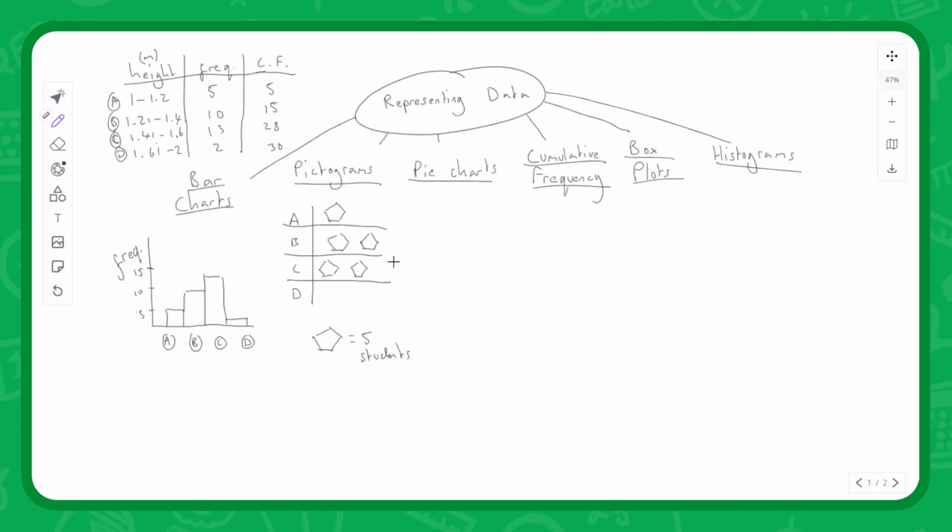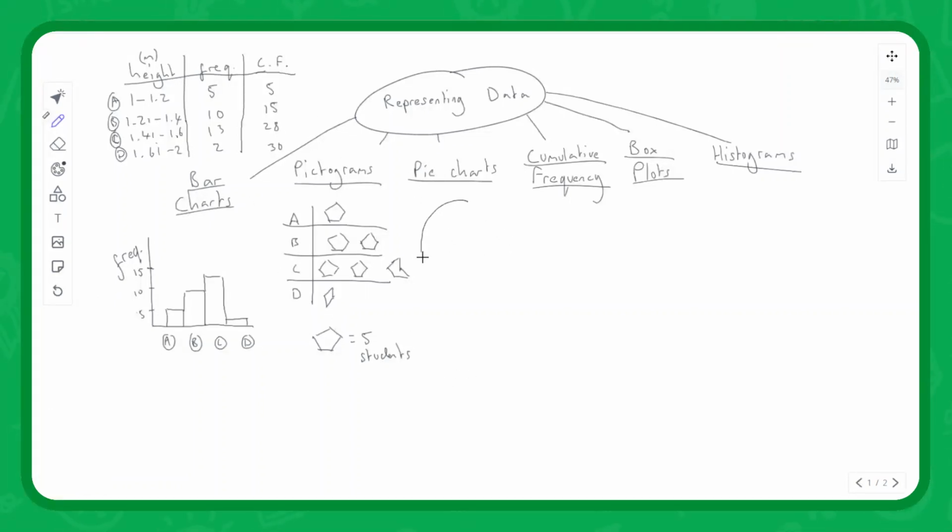And so if I roughly do this, that's my center. It's going to look roughly like that, right? That's kind of 3/5 of a pentagon. I've kind of cut off those 2/5 there. Finally, D, I need 2 students. I know a pentagon is 5 students, and so I need 2/5. If that's my center, it's going to look roughly like that. It's 2/5 of that overall pentagon. So that's pictograms.